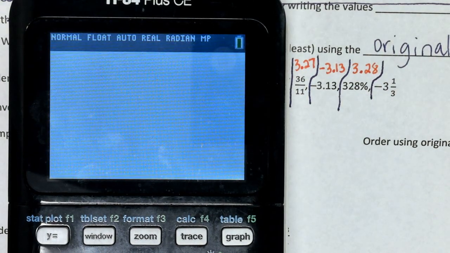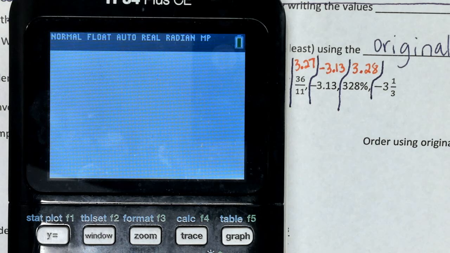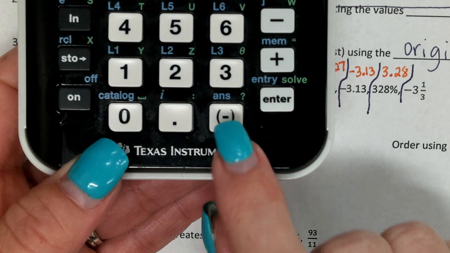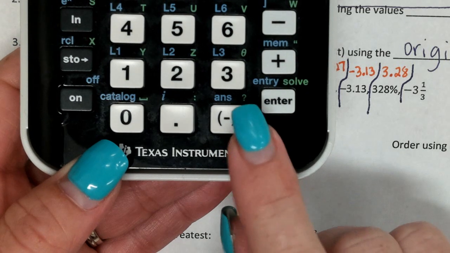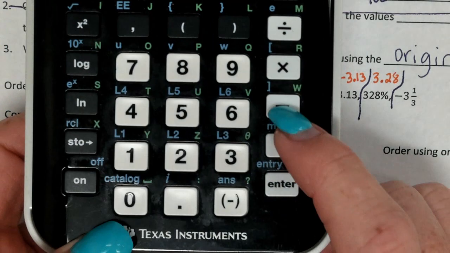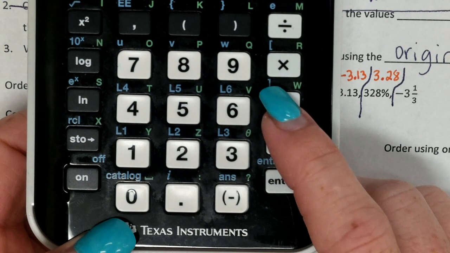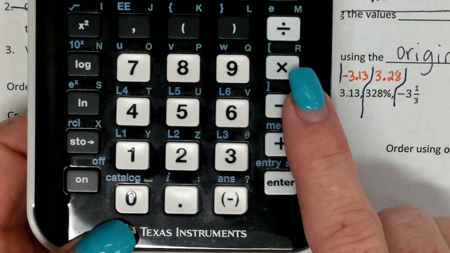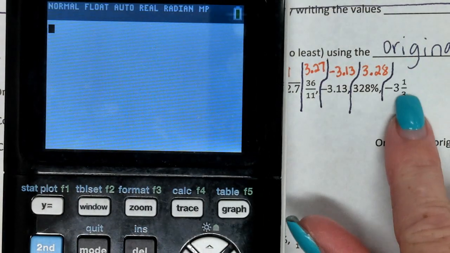Now, I want to clarify something with you guys. If y'all would look at the screen, everybody's eyes on the board. This is the negative button. All day today, I've been seeing students hit this. What is this? Minus. That's subtract, minus. Do not hit that for negative. Okay? So let's go put this one in.